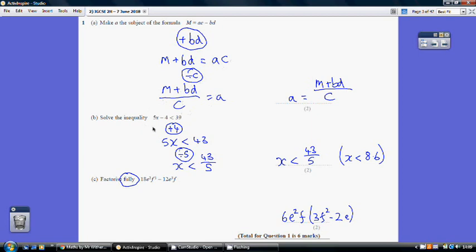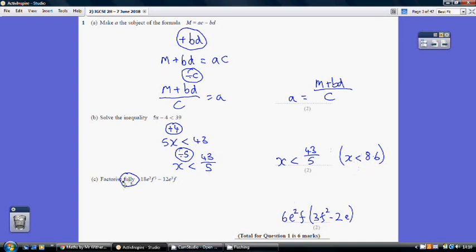Now for part B, we're just going to make X the subject here. Just as if this was saying equals 39, the algebra would be just as if it was 5x minus 4 equals 39. So start off by adding 4 to both sides. So 5x is less than 43. Divide both sides by 5. So x is less than 43 over 5, or x is less than 8.6 if you want.